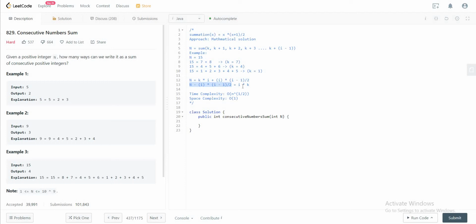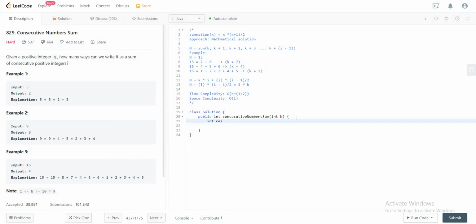So what this equation is doing is that as long as this part of the equation is divisible by i, we know that there is an answer. So the entire basis of the solution is that we will start with a value of 1 for i and keep going and checking if the solution is valid. If it is valid, we increment the result by 1. If not, we keep moving on to the next value. So let's jump right in.